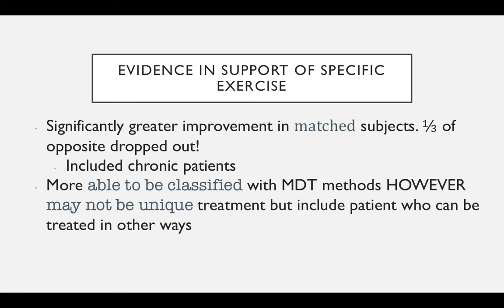As for evidence of the effectiveness of specific exercise, positive trends exist. We see significantly greater improvements in matched subjects. In fact, in one particular study, 1/3 of the patients in the unmatched groups dropped out. In looking at the ability of McKenzie's classification system to successfully assign patients to treatment groups, studies show that it does at a high rate. However, those patients may be able to be classified in other subgroups of the TBC where they could be treated in other ways. This means that patients could receive both manual therapies learned prior along with specific exercise.